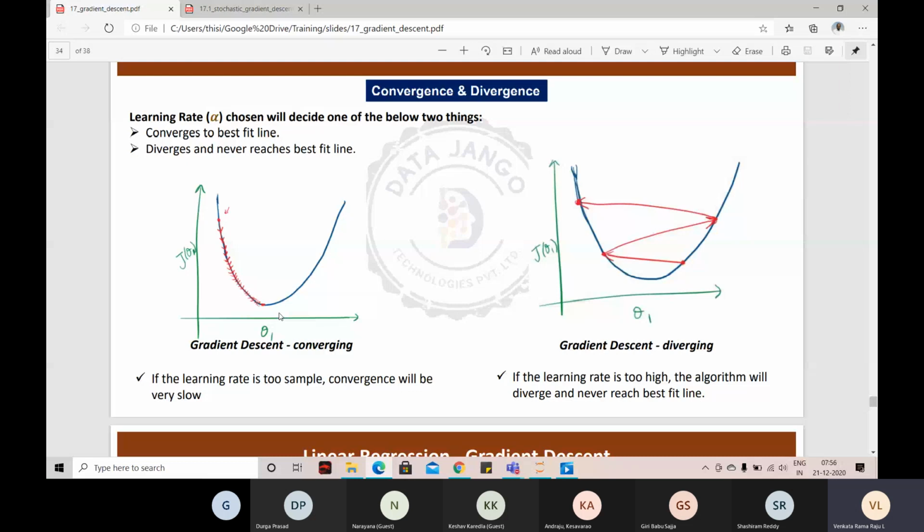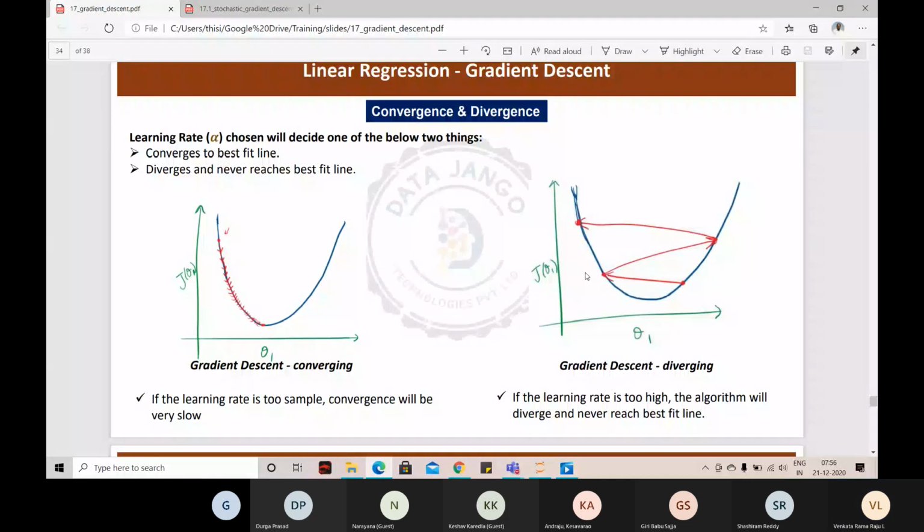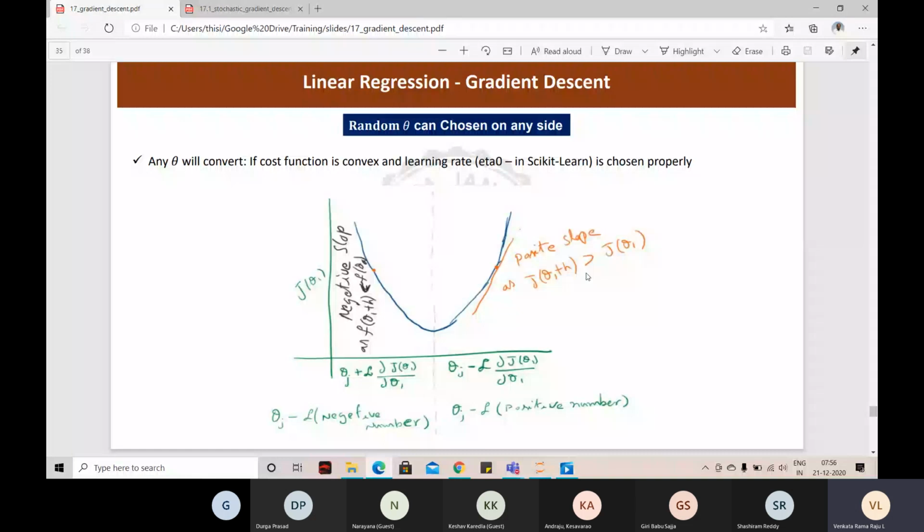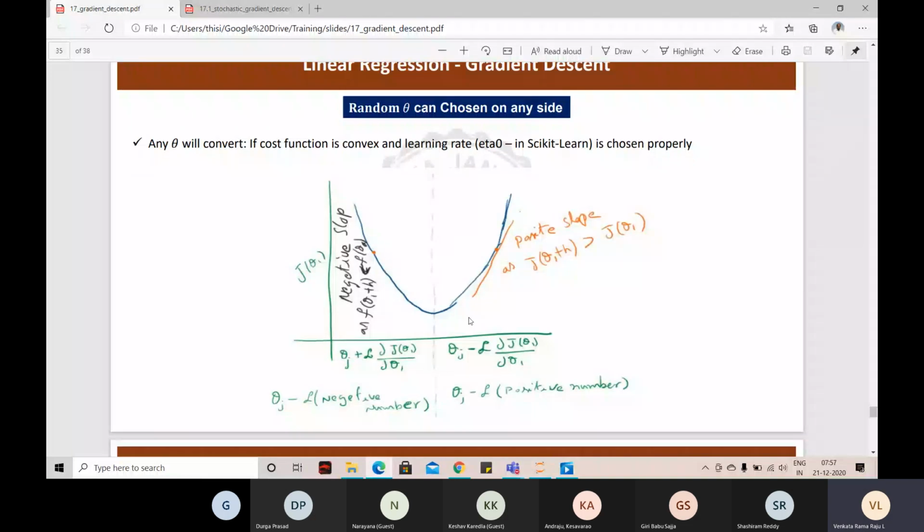The next point is, when you are using the gradient descent solver, the theta may have been chosen on this side or this side. We don't know. Do you agree with my statement? Suppose your best theta is here, and you are starting with a random theta. When I say random, it may be chosen on the left side or the right side of the best theta. Do you agree? Yes, sir.